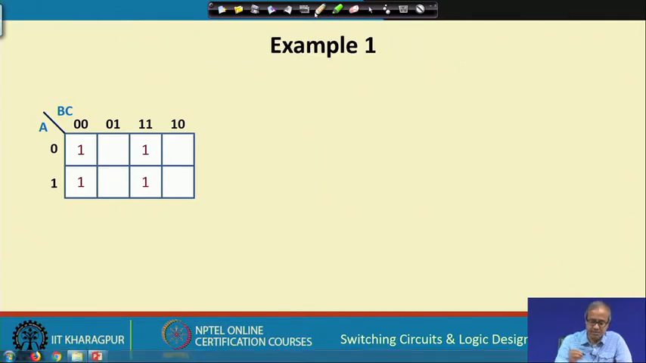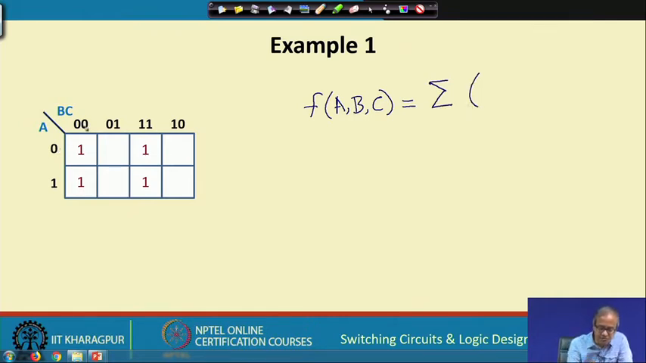Let us start with a very simple example here. I have shown a function of 3 variables, let us say a, b, c. There are 4 ones, meaning there are 4 true minterms. So, we write it in sigma notation, which means these are the true minterms. So, what are the values? 0 0 0, in decimal this means 0, 0 1 1 means 3, 1 0 0 means 4, and 1 1 1 means 7.